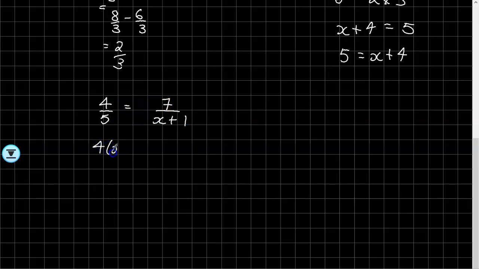So 4 times x plus 1, 5 times 7 is 35. And now we get to solve. So either expand the brackets or divide by 4. It's up to you. I would probably expand my brackets. So 4x plus 4 equals 35. 4x equals 31. Therefore, x is 31 on 4. Correct? But it all starts from substituting in.